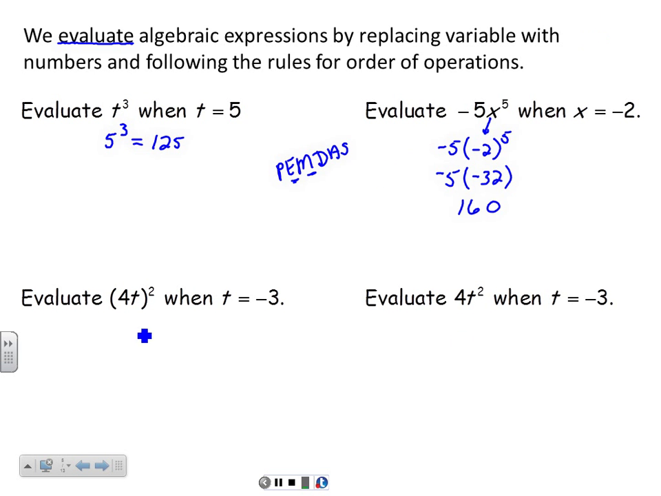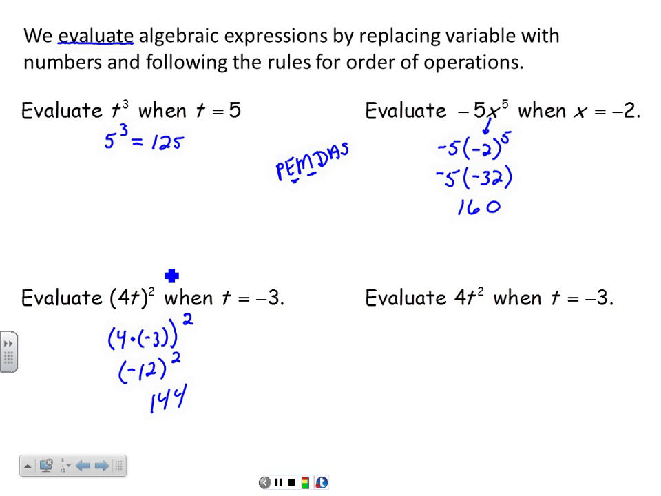Okay, so these two down here are going to help us realize the parenthesis rule that we were talking about earlier. So the one on the left, your base is 4t. So that's going to be 4t squared. And so we have 4 times t, which is negative 3, and then we're going to square that. So here, you're going to do parentheses first, and then your exponent, because that's PEMDAS. So 4 times negative 3 is going to be negative 12, and then squared is going to be 144.